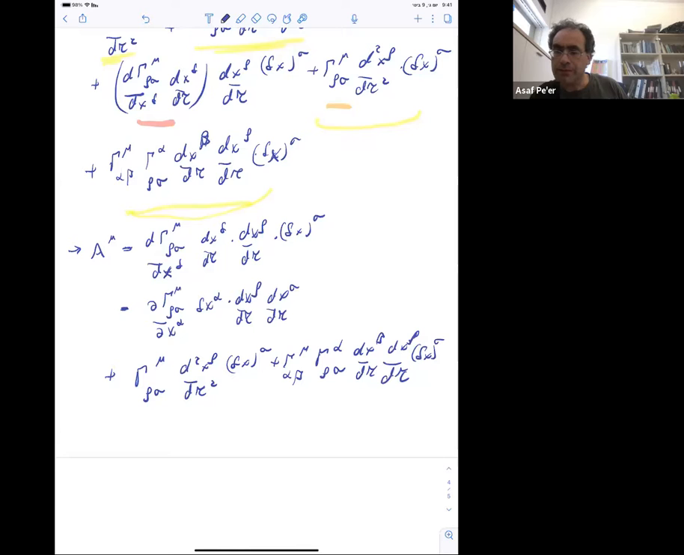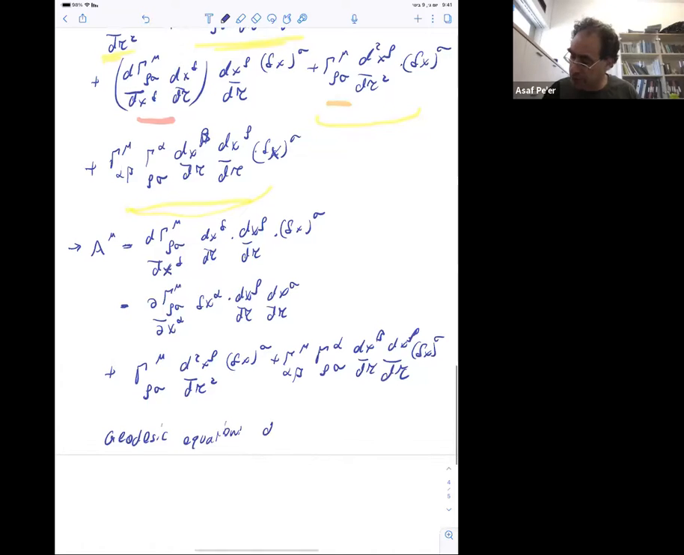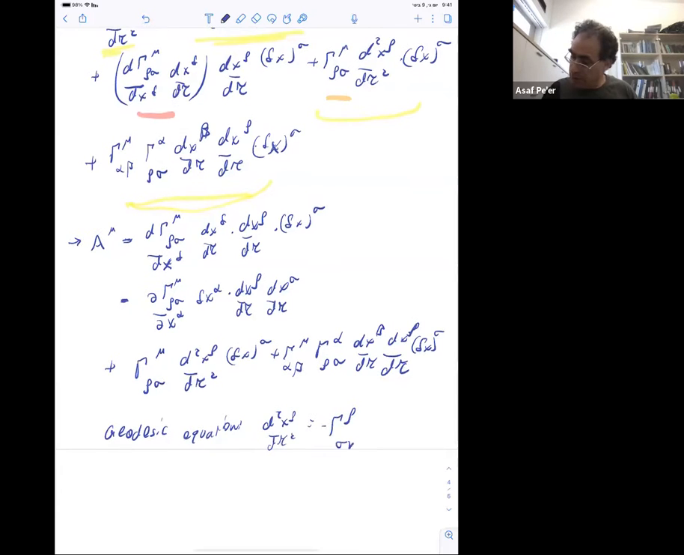Right? So when we do that, now we must use the geodesic equation, in the form of d squared x rho over d tau squared is just minus gamma rho nu sigma dx nu over d tau dx sigma over d tau.